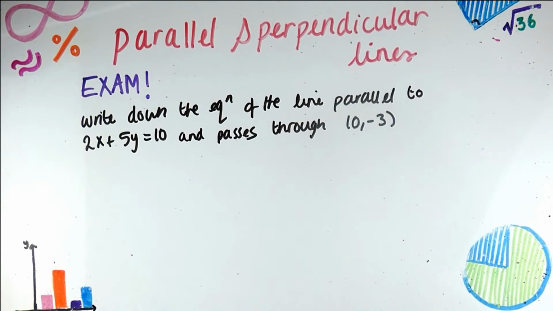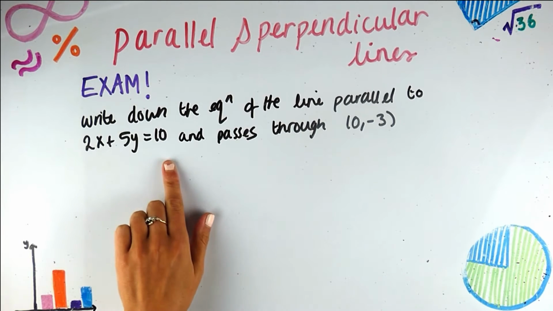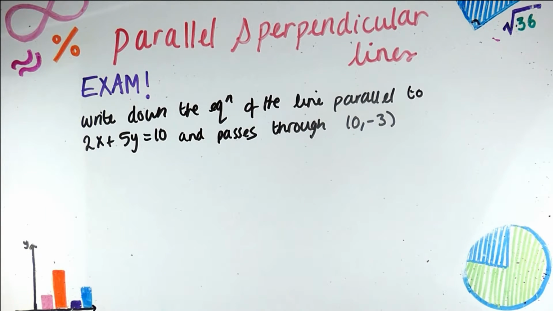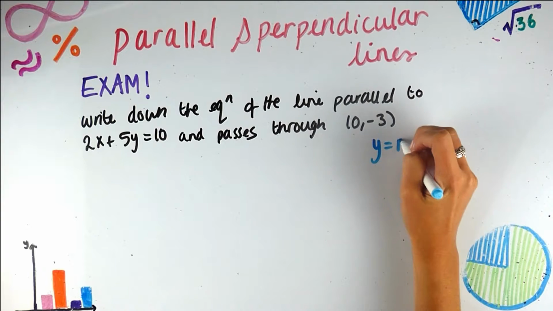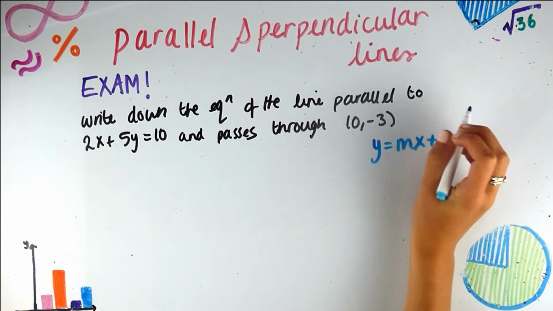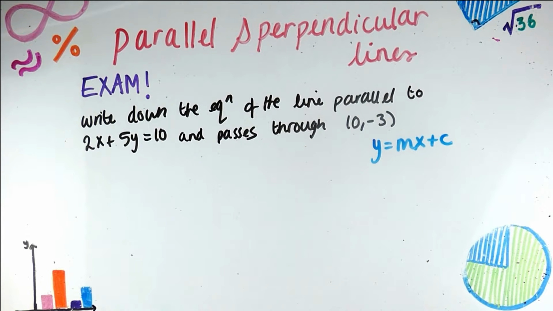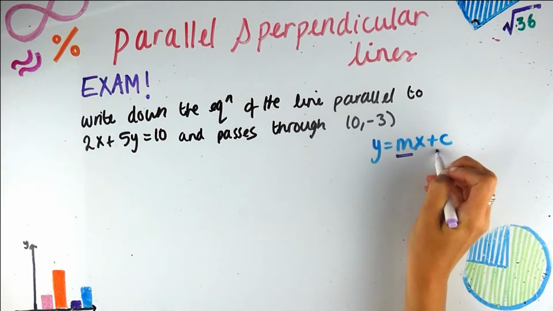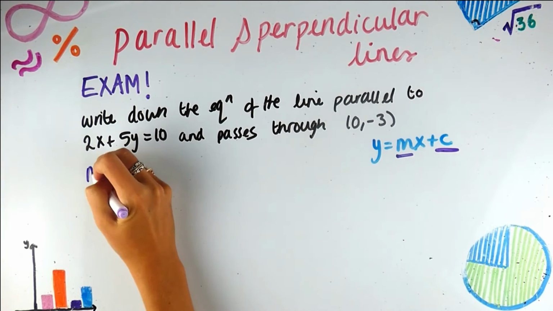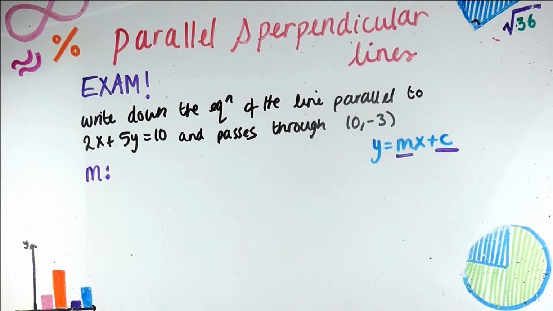Okay, so let's have a look at this. Write down the equation of the line parallel to this here and passes through this point here. So firstly, we're going to write down an equation of a line, so we know that we're going to have to write something y equals mx plus c. So we need to know m and we need to know c. So let's work out m first.